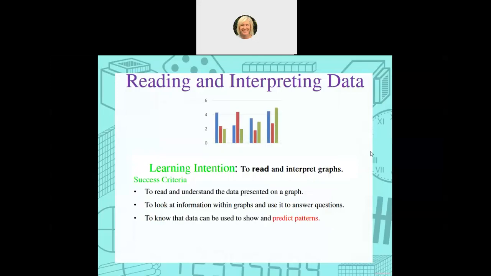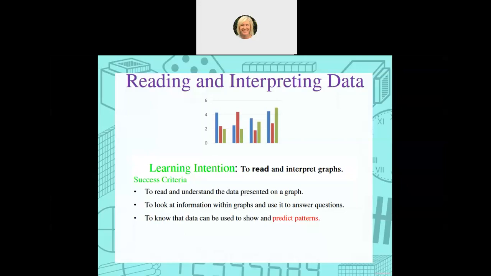Hello, fellow mathematicians. You have decided to come to the YouTube video so that we can go through these slides together. So welcome. Our learning intention is to read and interpret graphs, and you can see that as the heading at the top of my slide.